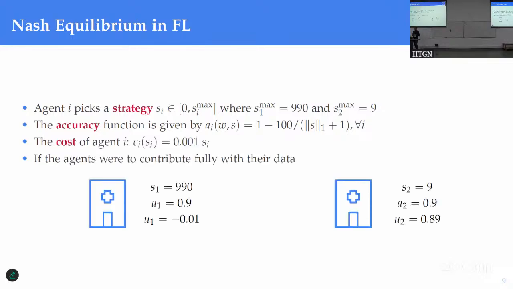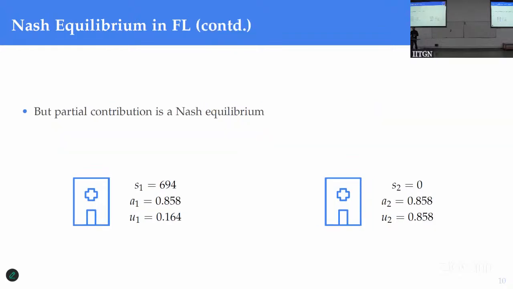The point is that if everyone is contributing the full data, you can see that the utilities are very low for certain agents. Because we have assumed that there is a cost of sampling the data, if agent 1, who has a large amount of data, contributes all its data, then the cost is so high that their utility goes negative. And for the other agent, utility is reasonable, but you'll soon see, and one can do a calculation of Nash equilibrium to show that significantly less is actually being contributed.